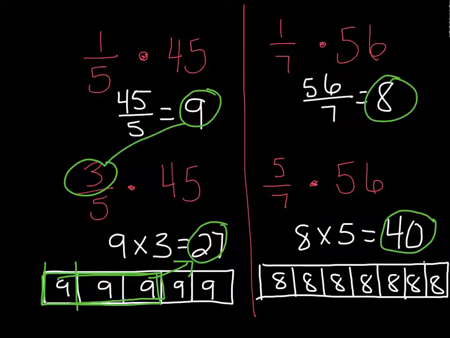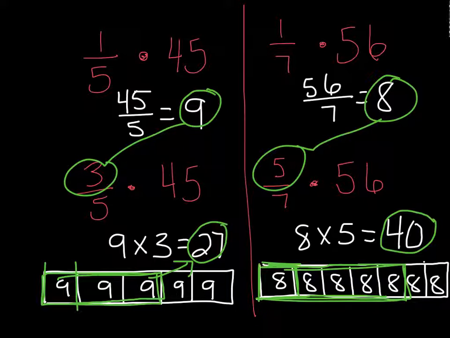On the second problem, we found that 1/7 of 56 would be equal to 8, so 5/7 of 56 would be equal to 40. Why? Because 8 times 5 would make 40. And again, we could see it on the model. If we have 8 five times, because 1/7 was 8, then 1, 2, 3, 4, 5/7. 8 plus 8 plus 8 plus 8 plus 8 would be 40.